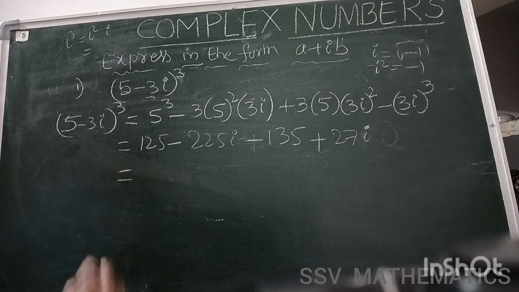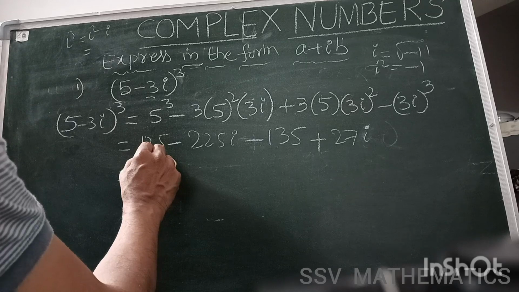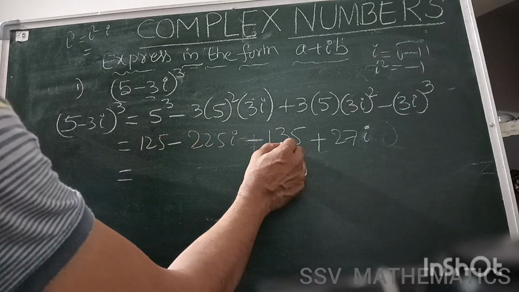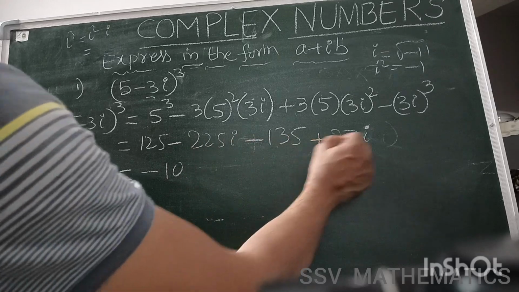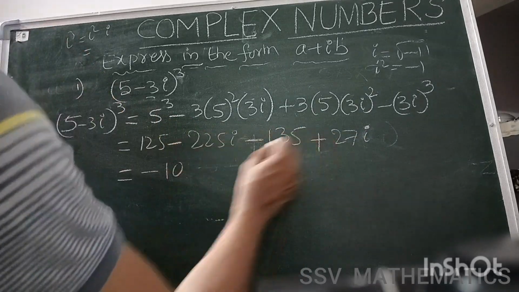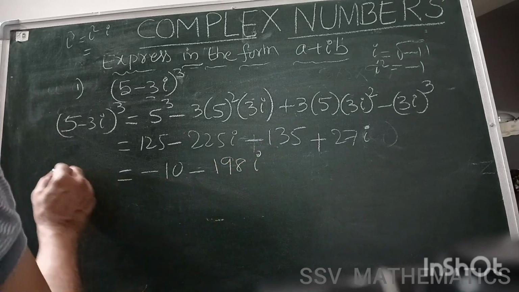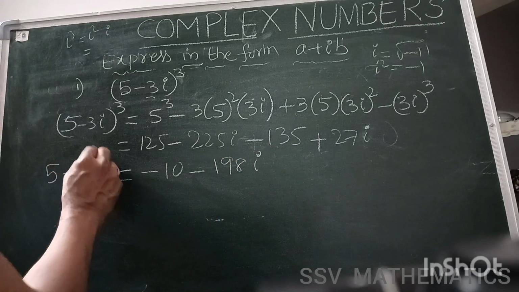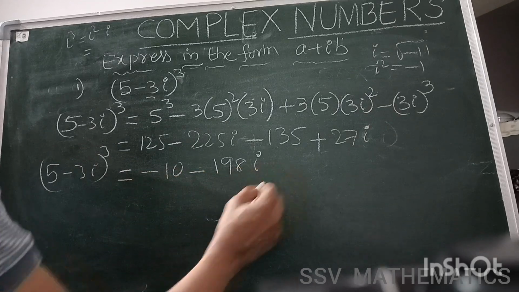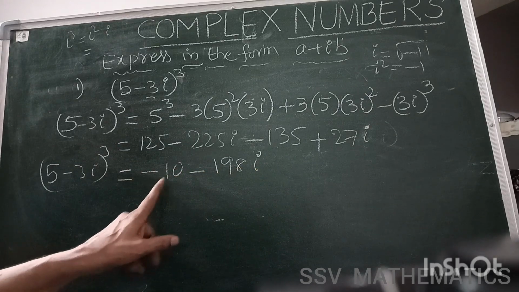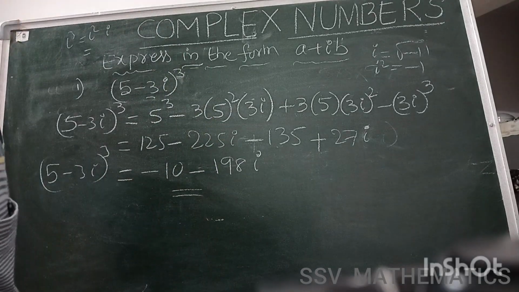Now simplify. These are the real parts: 125 minus 135 is minus 10, and minus 225i plus 27i. Subtracting, we get minus 198i. So 5 minus 3i whole cube is equal to minus 10 minus 198i, which is of the form a plus bi.